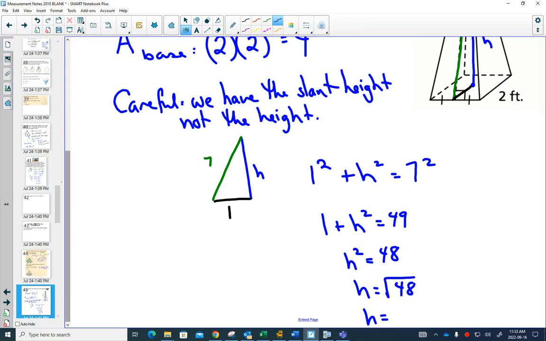This is the exact value. This is an approximation or a rounding. I go to my calculator. I got 6.93. Or I'll just put little squiggle brackets there because I rounded that one. Which one should I use in my formula? I should use the exact one. Right? Maybe make a little note. This is exact. This is rounded.